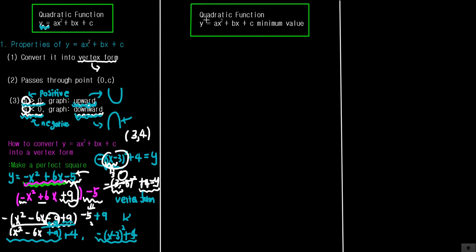Now let's think about the minimum value of the quadratic function y is equal to ax squared plus bx plus c. As we have learned in the last few videos, in order to find the minimum value, at first we need to convert it into a vertex form.